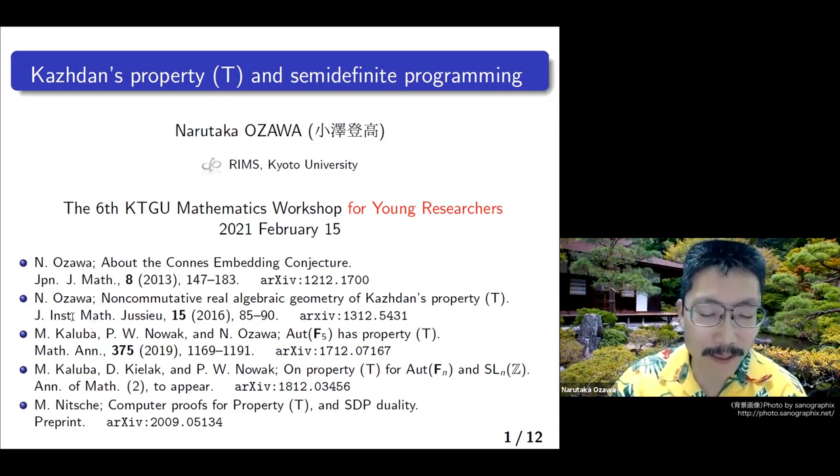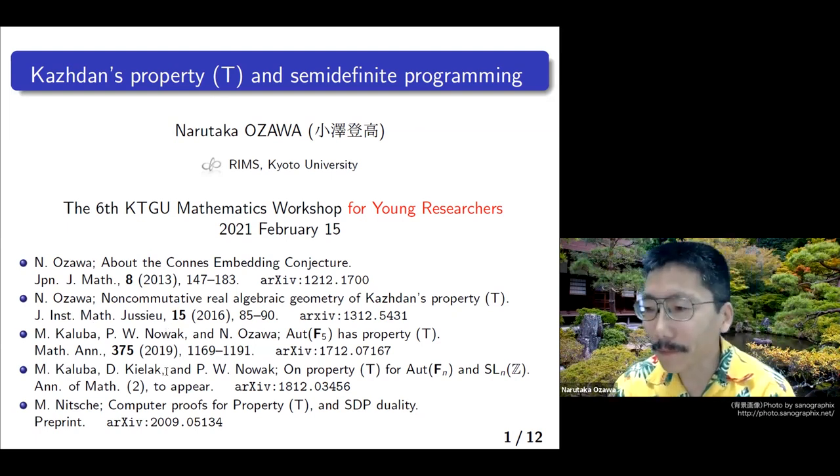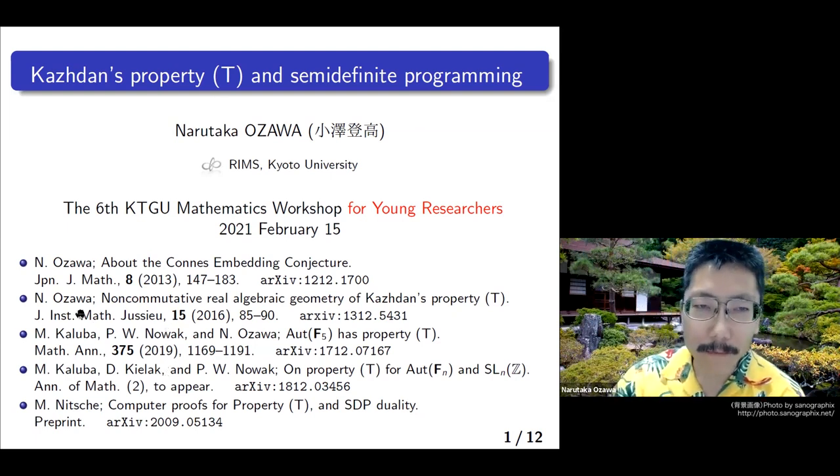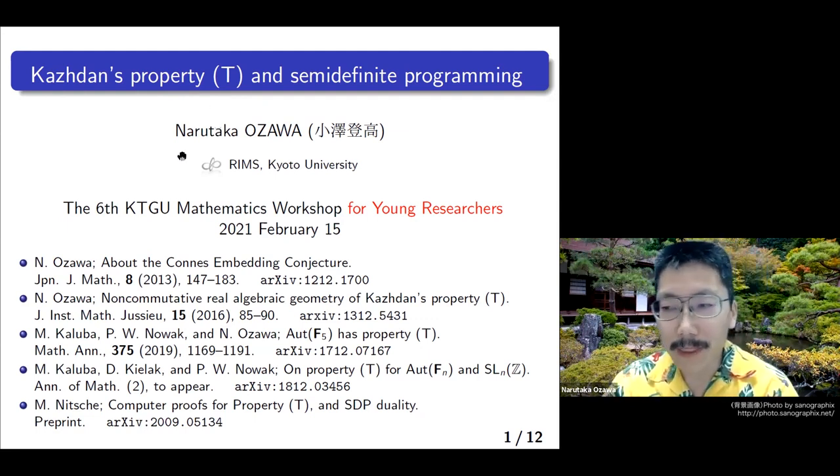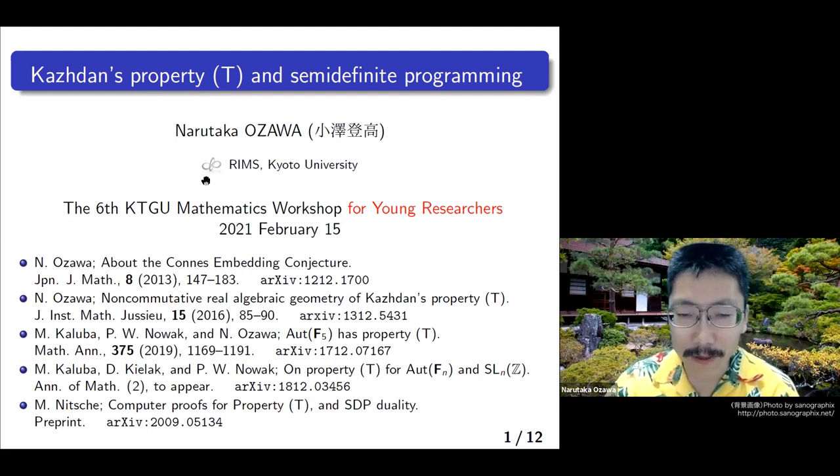based on the series of following works and other works by myself and by other people, which in combination confirm Kazhdan's property T for the automorphism group of the free groups, which was a long-standing open problem in analytic or in geometric group theory.